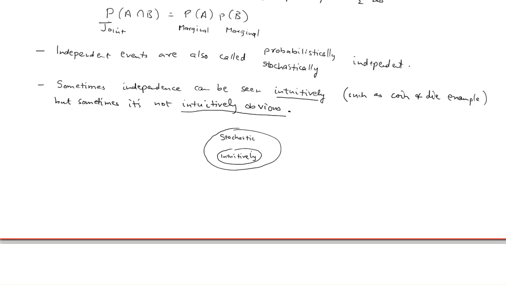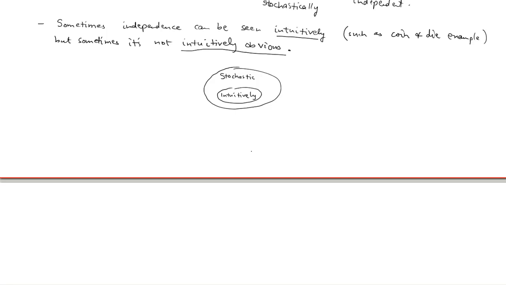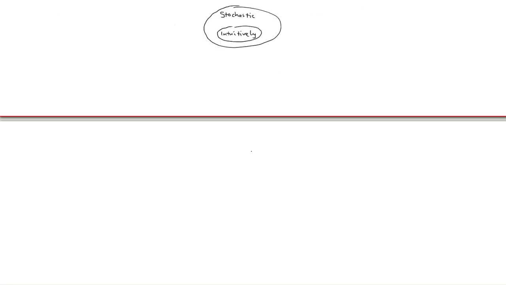Okay, let's do some examples. Are there any questions so far? No, sir. Okay, let's do a question. Let's do two questions, which will hopefully make it more clear what we mean by intuitively obvious. Okay, first question.